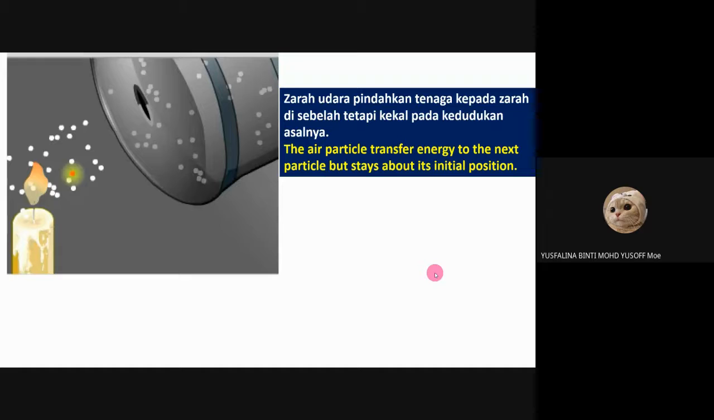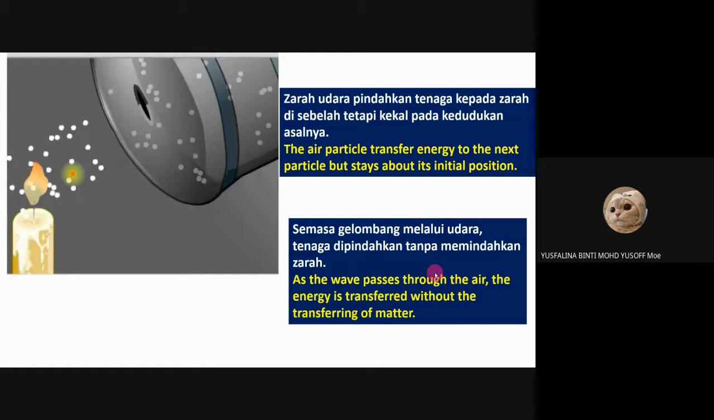So the air particle transfers energy to the next particle but stays about its initial position. You already saw the video just now. As the wave passes through the air, the energy is transferred without the transferring of matter. So the air particle stays there, but when it vibrates, it collides with another particle, then transfers the energy. Then it moves to another, collides with another particle, and transfers energy, but it stays at the same position, right?